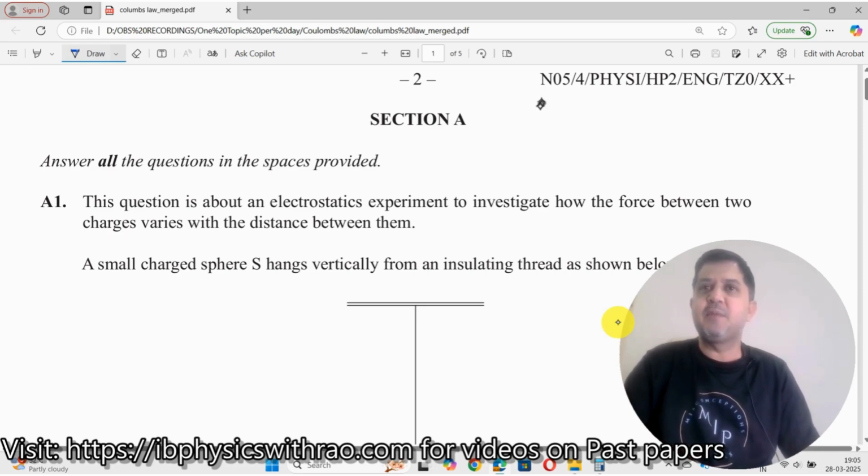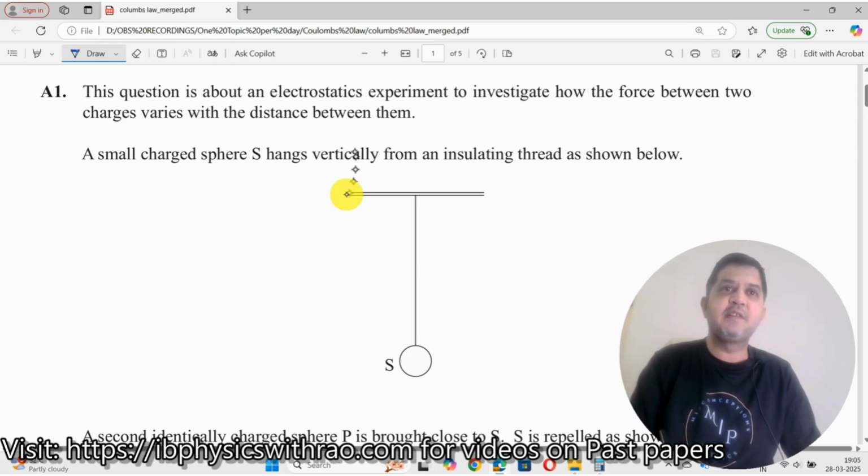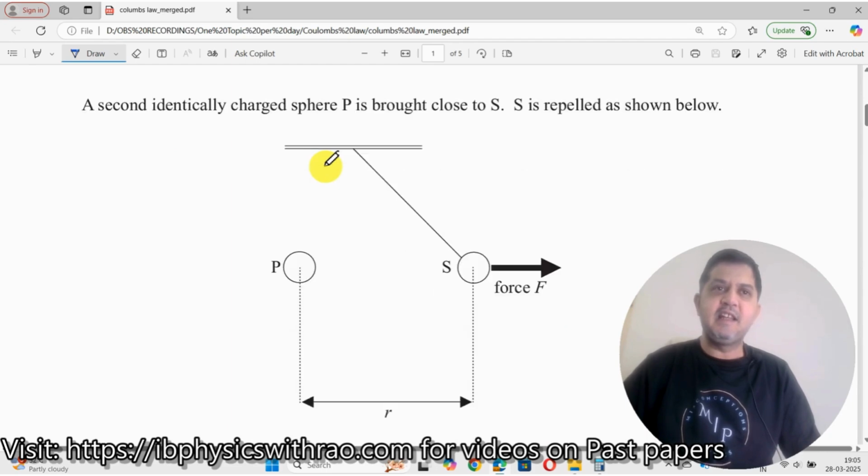This question is taken from the November 2005 paper. The first question reads something like this: it's about an electrostatic experiment to investigate the force between two charges. A small charged sphere S hangs vertically from an insulating thread as shown below. There's an insulating thread over here, and a charged sphere hanging from it. Then a second identical charged sphere, P, is brought nearby, closer to S, and S is repelled as shown. So the sphere which was initially like this now gets repelled and goes over here.